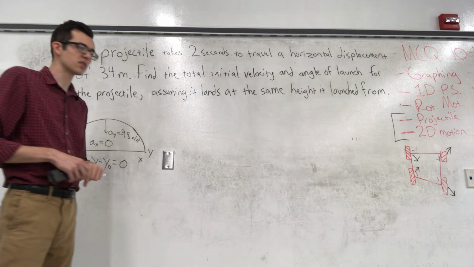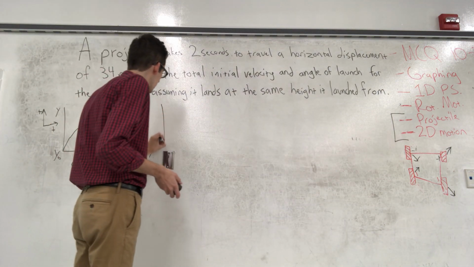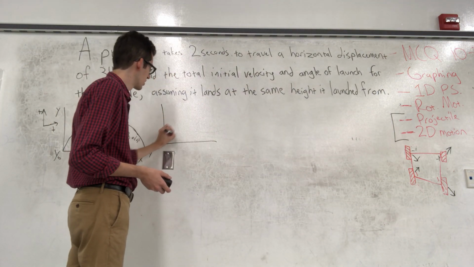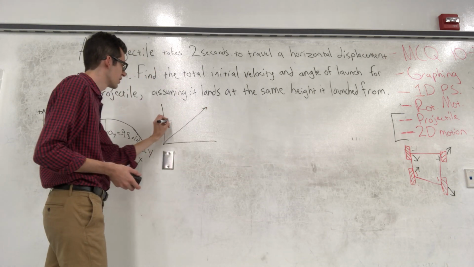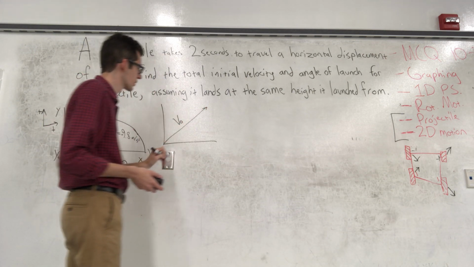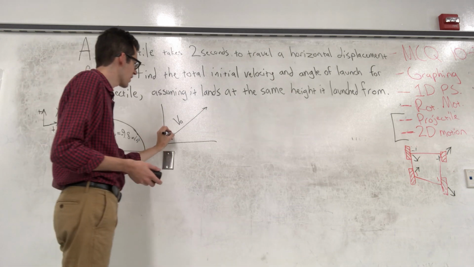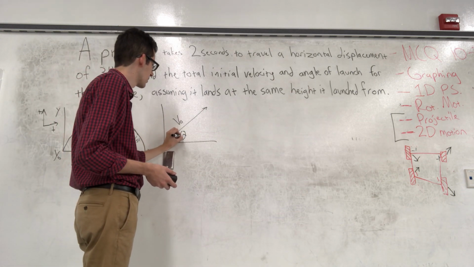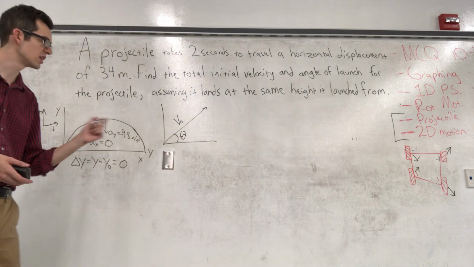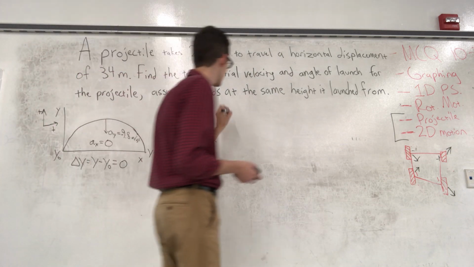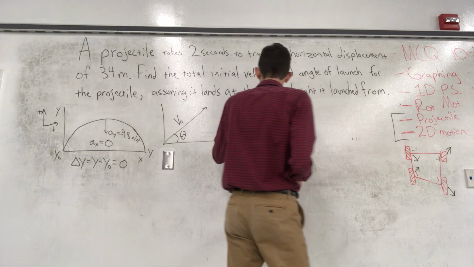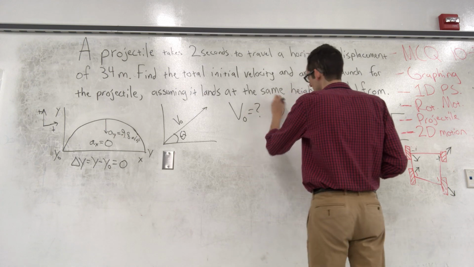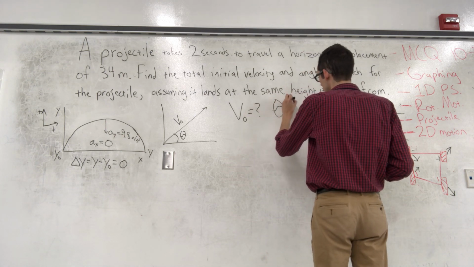So we need to get to a point where we can describe the total initial velocity, v subscript 0, directed along a path that is at some angle, theta. We need to find what v0 is and what theta is. So these will be our 2 unknowns that we are ultimately solving for in this problem.